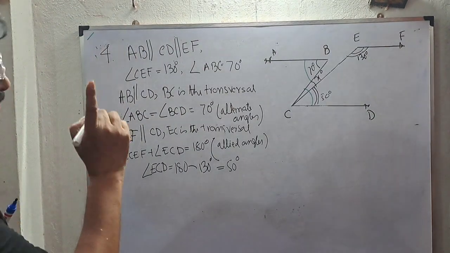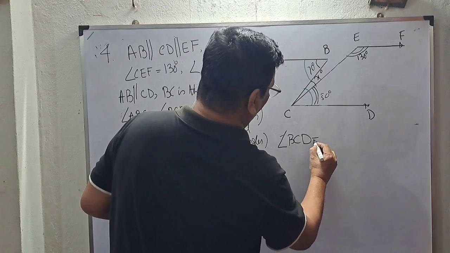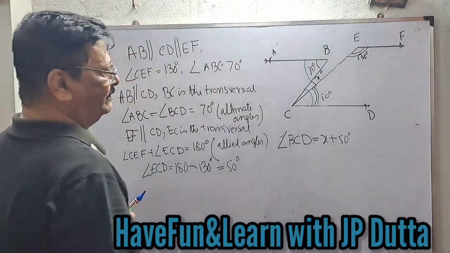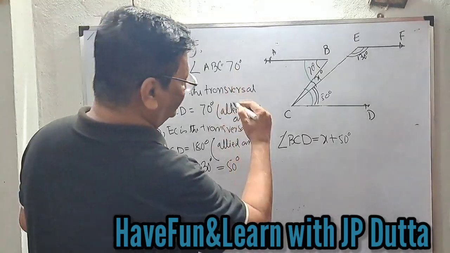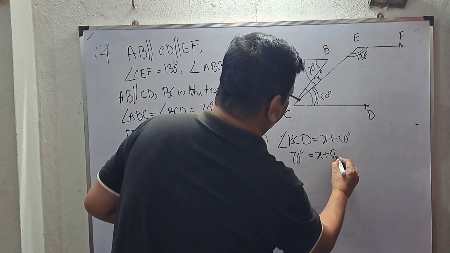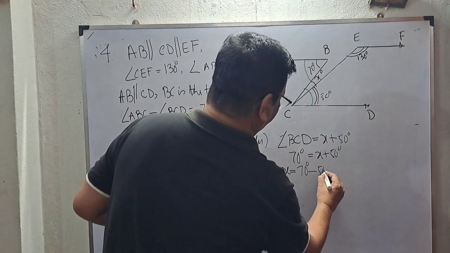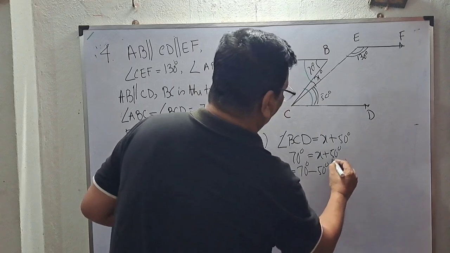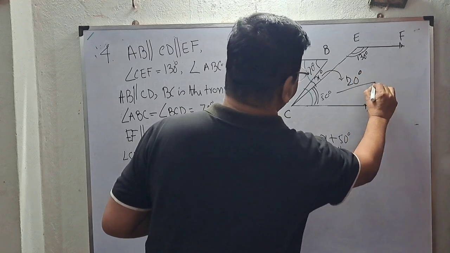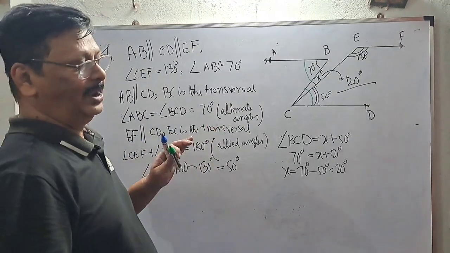Now see angle BCD is equal to x plus 50 degree. Right? So BCD is 70. So 70 degree is equal to x plus 50 degree. Therefore, x is equal to 70 degree minus 50 degree is equal to 20 degree. So we get this angle as 20 degree. Right? So here we used alternate angle property as well as allied angle property.